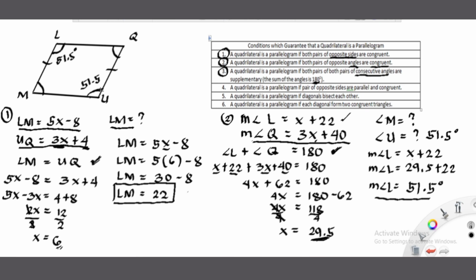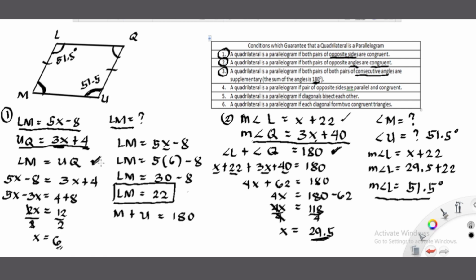So, kung dito tayo titingin kay angle U, ang relationship ng angle U and angle M is that they are two consecutive angles. At sabi nga natin kanina, consecutive angles are supplementary, their sum is 180. So, pag inadd natin ang angle M at saka angle U, that will be equal to 180 degrees. So, if we have angle M plus angle U, sabi nga natin, that will be equal to 180.